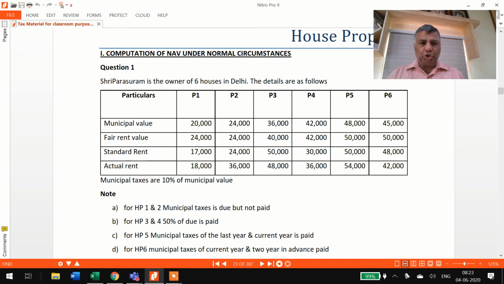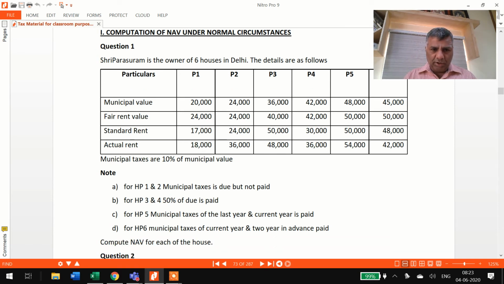Sri Parashuram is the owner of 6 houses in Delhi. The details are MV, FRV, SR, AR. Municipal taxes are 10% of municipal value. Note, for house property 1 and 2, the tax is due but not paid. For 3 and 4, 50% of the due is paid.